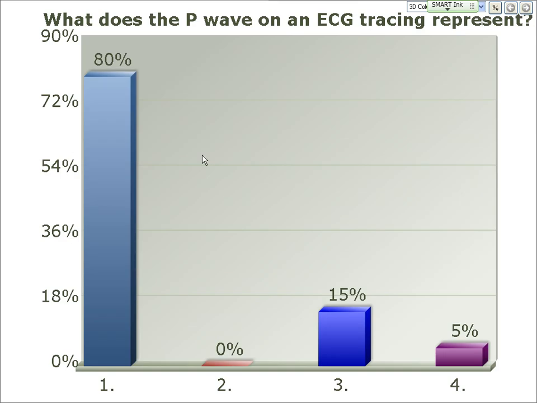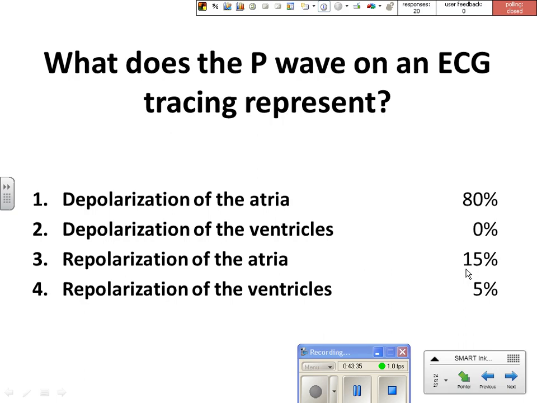80% said depolarization of the atria, 15% said repolarization of the atria, and 5% said repolarization of the ventricles. What does the P wave indicate? Atrial contraction, right? So it's depolarization, because relaxation is repolarization. That's how you remember what the difference is. So the ventricles have nothing to do with the P wave.